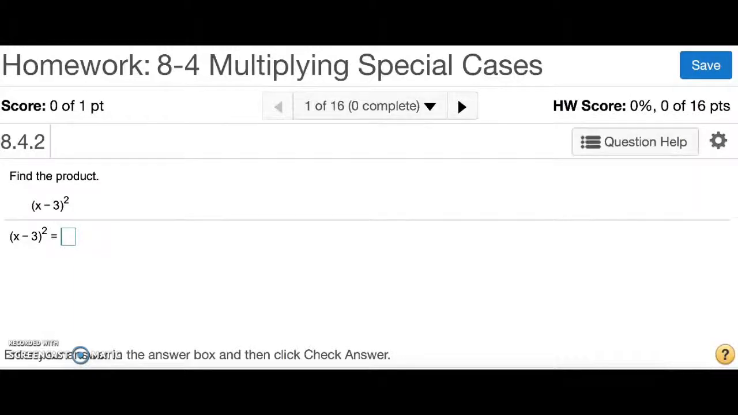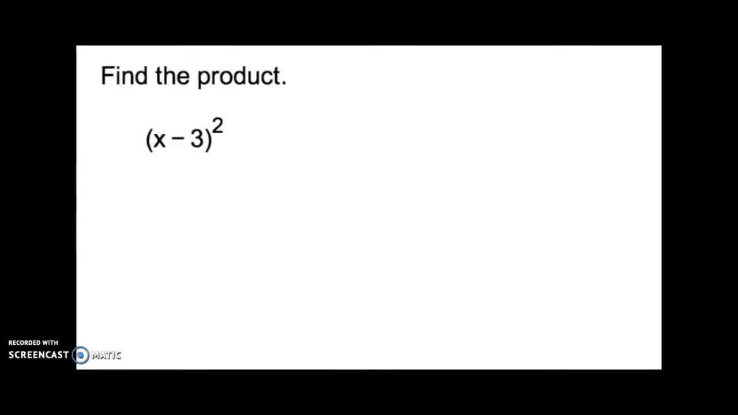Okay, so we're going to go through 8-4 multiplying special cases. Number 1 says to find the product. So let's take a closer look at it. It is asking you to find the product. Now there is a shortcut when it is a binomial times a binomial that's identical, meaning like this binomial squared.